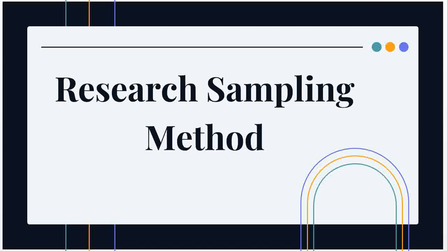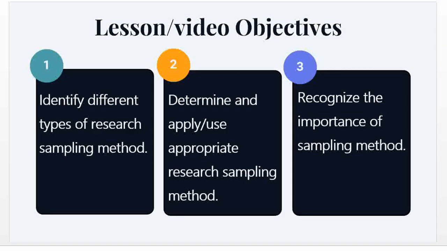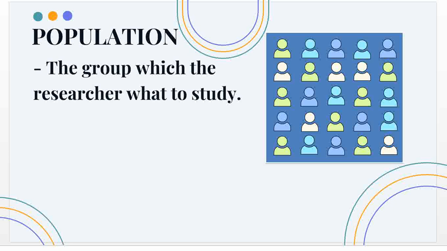Now, at the end of this lesson you shall be able to identify different research sampling methods, as well as determine and of course use appropriate research sampling method, and recognize the importance of sampling method. Okay, so for us to begin, let us first identify three basic concepts that are related to research sampling. We have the population, sample, and the sampling method or sampling technique.